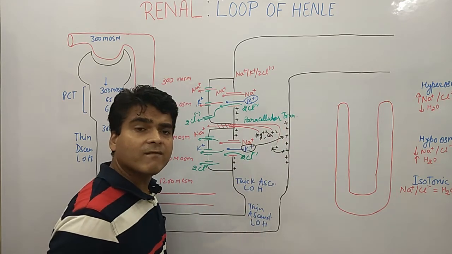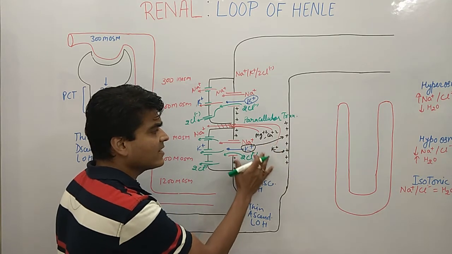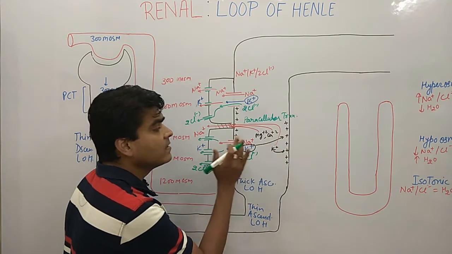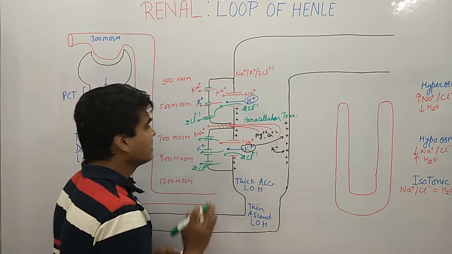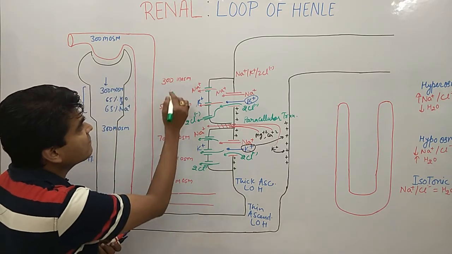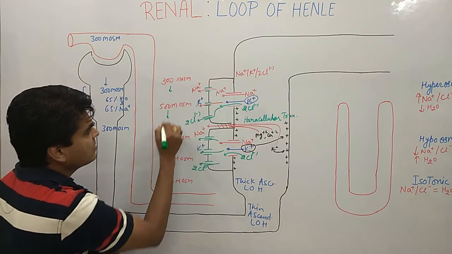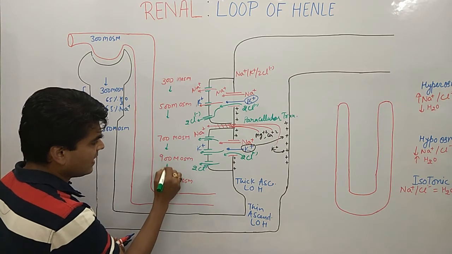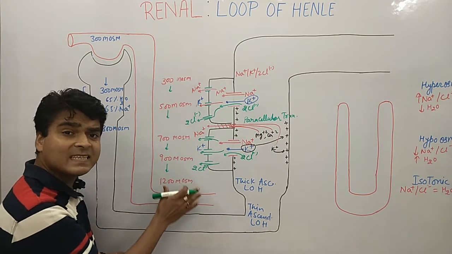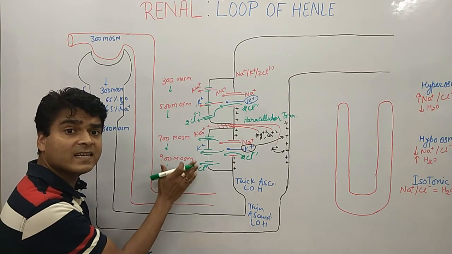Okay, clear, everyone? This is what happens with the potassium. Clear? Now look at here. Slowly and slowly the saltiness is increasing in the medullary interstitial area.